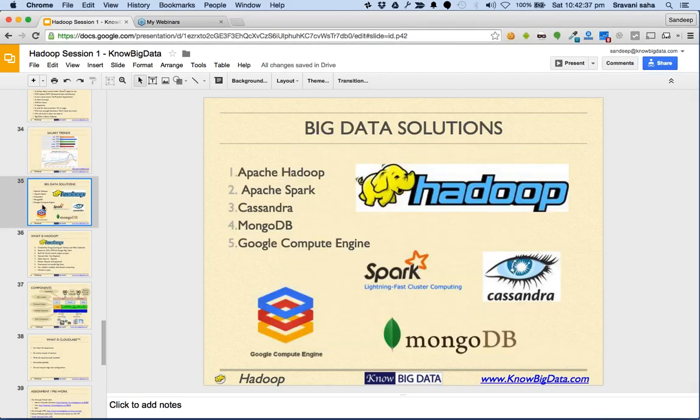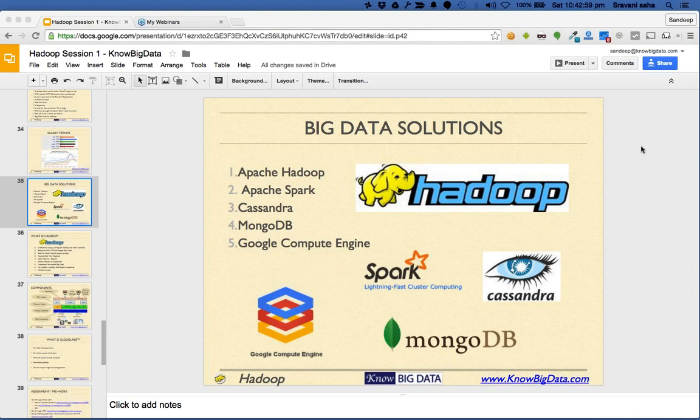When we talk about solutions to your big data problems, there are many things that come to mind. First is Hadoop. Hadoop is probably the most complete solution as of today because it's not a single component, it's a group of components.